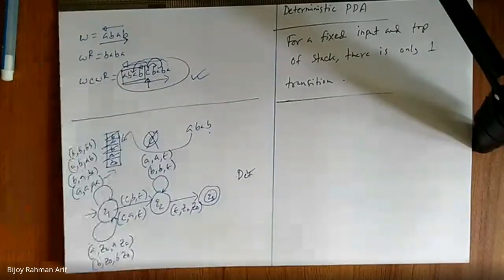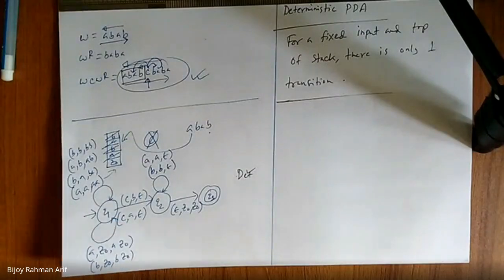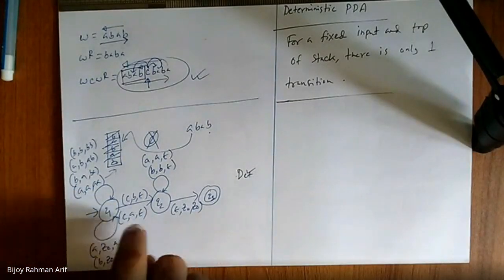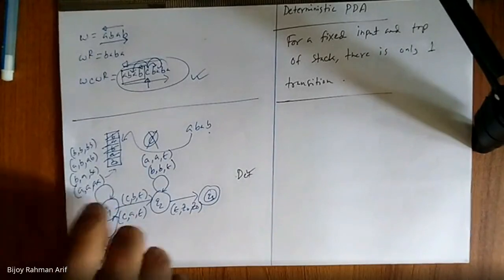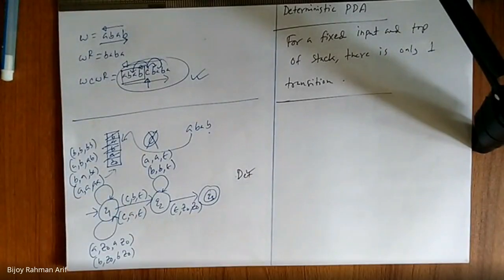Okay, one thing we understand, why it is deterministic. Now you can tell me this, sir, how can you reject this? How can you reject a string which does not belong to this language? How can you do that one?